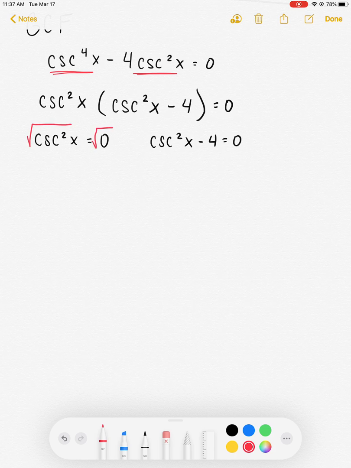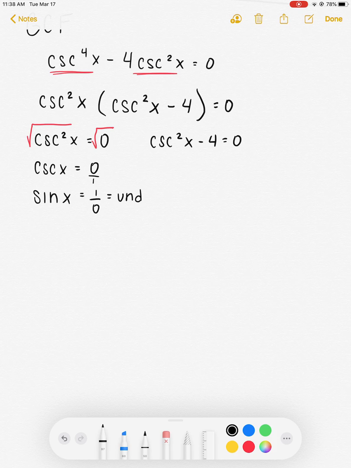So here, in order to get rid of the squared, I have to square root both sides, which gives me cosecant x equals 0. And then personally, I'd rather work with sine, cosine, or tangent. So I know that cosecant is the reciprocal of sine. So I can change this to sine. And if I'm going to find the reciprocal of 0, I know that the denominator is a 1 if it's not there. So when I flip it, I get 1 over 0, which is undefined.